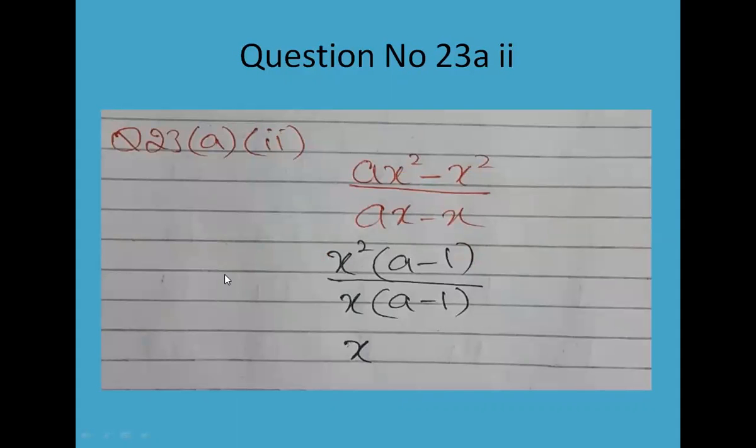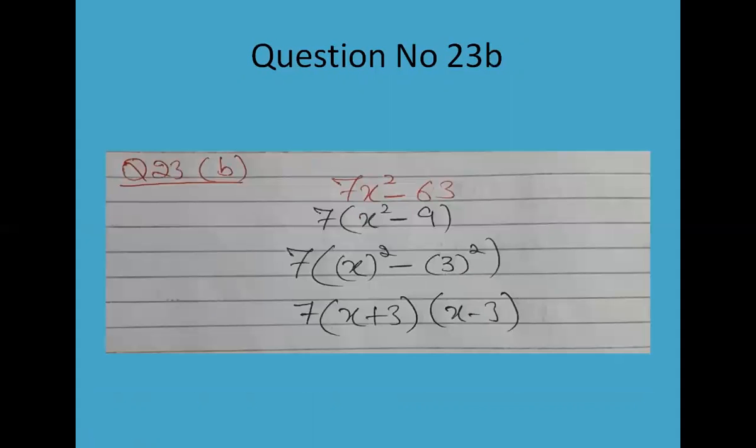And here upstairs, you will have ax square minus x square divided by ax minus x. From upstairs, you can take x square common. So you're left with x square bracket a minus 1. Downstairs is x into a minus 1. So these two will be cancelled with each other. X and x square, they will be cancelled. You are left with the x only. That was question number 23A part.